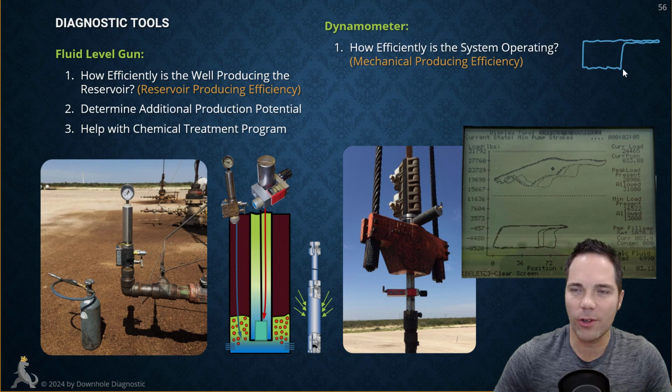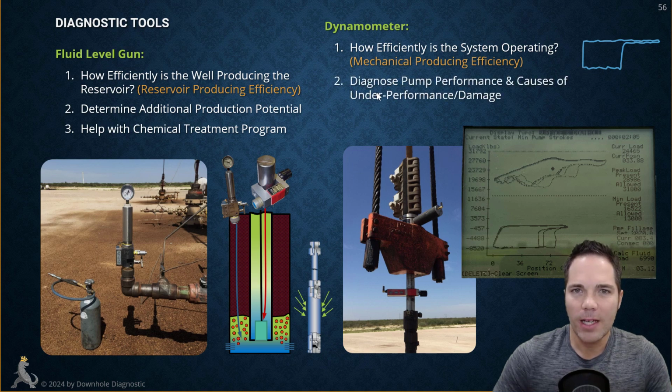Here's a fluid pound stroke right here, which has about 50% fillage, as shown where the fluid load goes down to 0 here. So a dynamometer is going to help you diagnose the pump performance and the causes of underperformance and/or damage. Based on the shapes of these cards, we can see what's causing the underperformance. If it's fluid pound, that just means there's not enough liquid to fill the pump chamber, and we should be able to validate that with our fluid level shot.